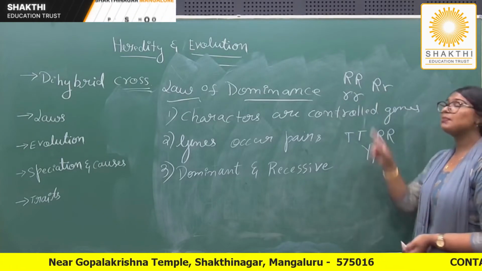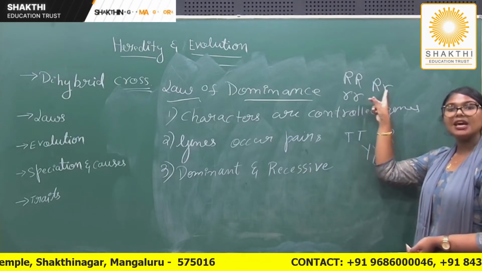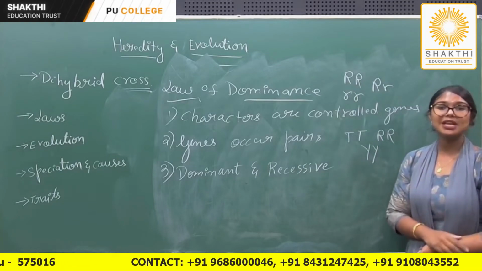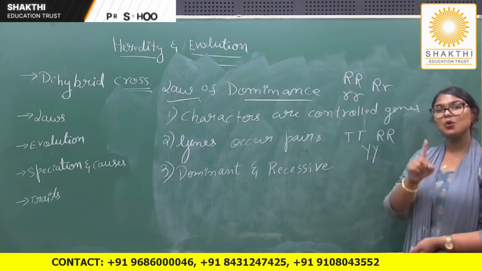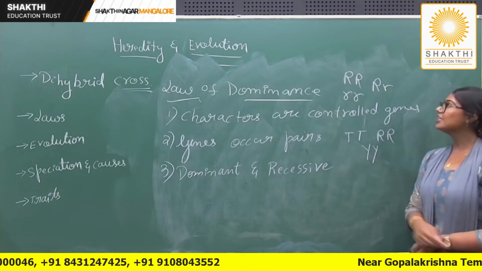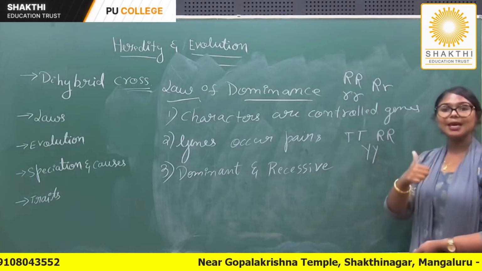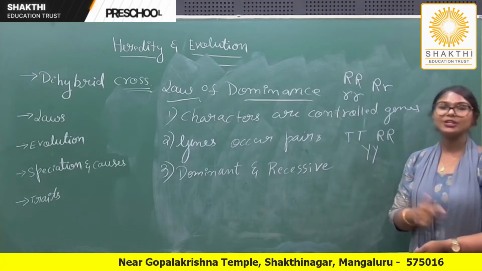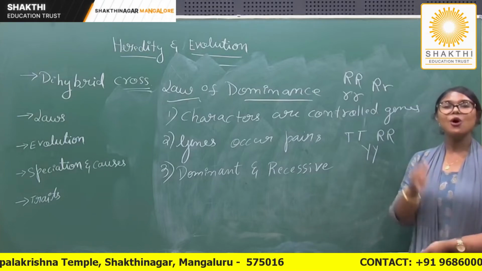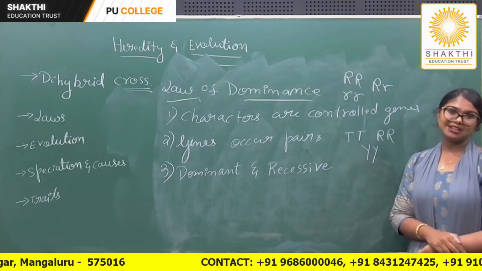So when I have a pair of dissimilar genes, one gene is dominant and the other gene is recessive. The dominant gene is represented in capital letter. That's why capital T is for tall, capital R is for round, capital Y is for yellow. All these are dominant characters, students. They are written in capital letters.